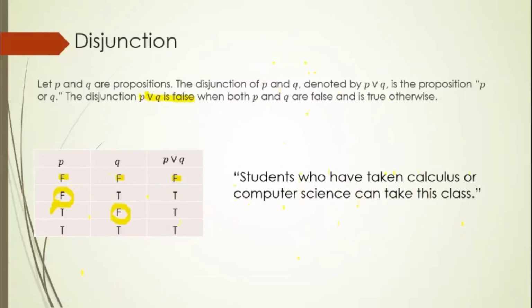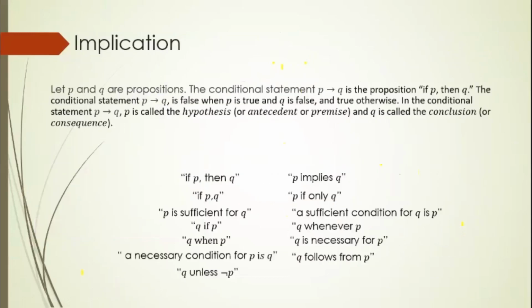Now this is our only condition. For the implication if then, there are many ways wherein we can represent it. Okay. So let P and Q be propositions. The conditional statement if P then Q is false. So this is the condition when P is true and Q is false, and true otherwise.